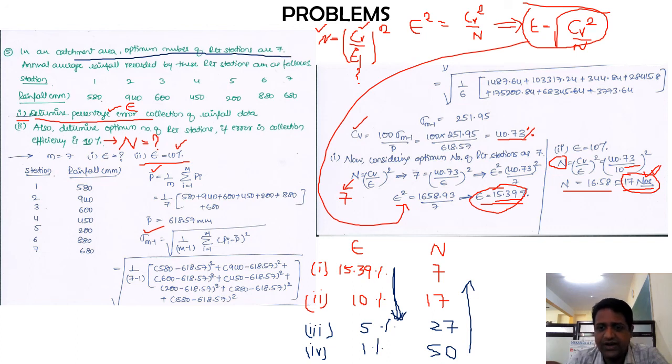With respect to this problem, what I wanted to show you is the relationship between the error and the optimum number of rain gauge stations. Once again I'll repeat: as and when the error is going to reduce, the optimum number of rain gauge stations is going to increase. So this is basically the problem, and how you can solve it.